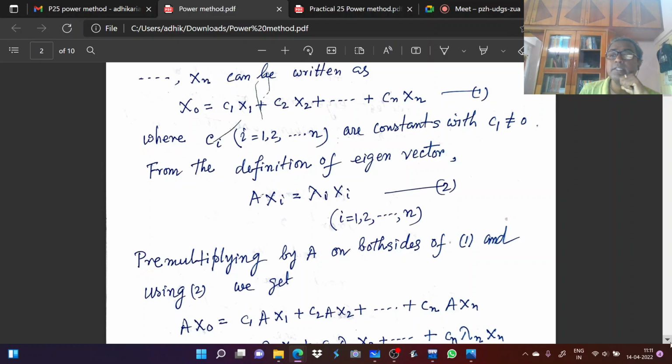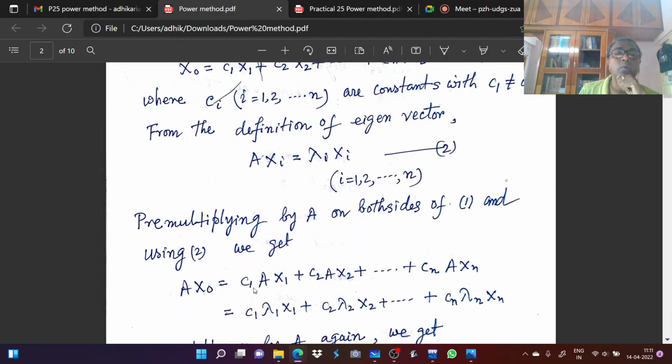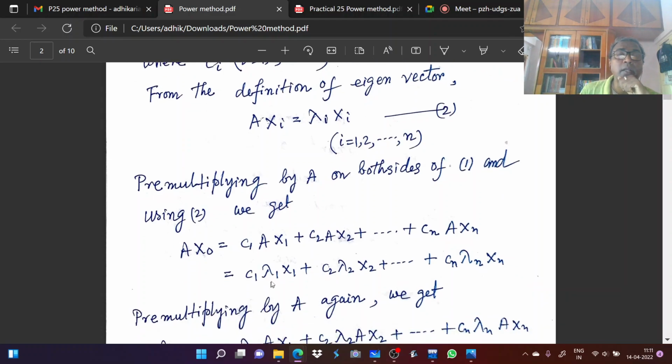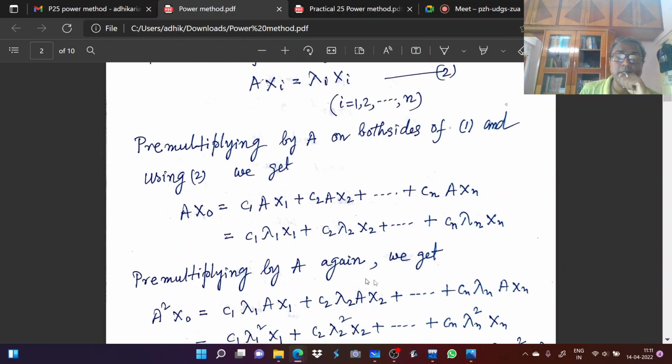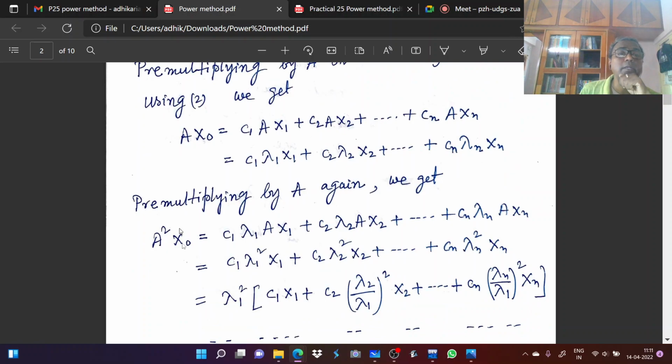Pre-multiplying from the left side, A X0 equals C1 A X1 plus C2 A X2 plus ... plus Cn A Xn, since the Ci are constants. Now from equation 2, A X1 means lambda 1 X1, A X2 means lambda 2 X2. So we can write C1 lambda 1 X1, C2 lambda 2 X2, ..., Cn lambda n Xn. Again pre-multiplying by the matrix A, we get A square X0 equals C1 lambda 1 A X1 plus C2 lambda 2 A X2 plus ... plus Cn lambda n A Xn. So we put A X1 equal to lambda 1 X1, and we can write C1 lambda 1 square X1, C2 lambda 2 square X2, and so on.